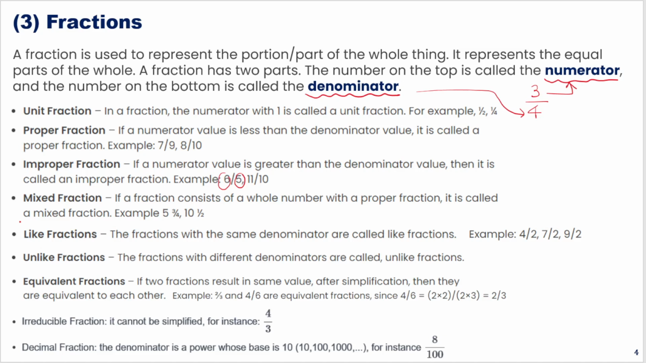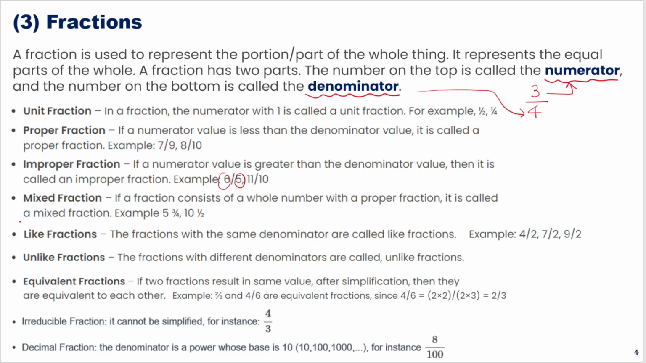Next, like fractions means the fractions with the same denominator are called like fractions. For example, 4 over 2, 7 over 2, or 9 over 2. These fractions are called like fractions. You can actually combine them by adding or subtracting. We'll talk about this later, okay? And unlike fractions are fractions with different denominators.